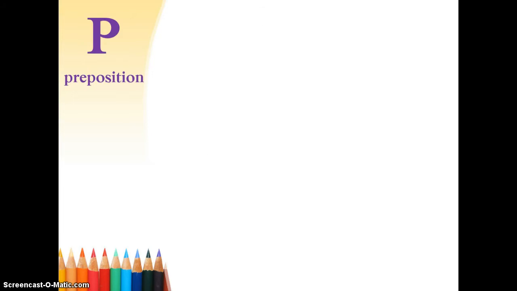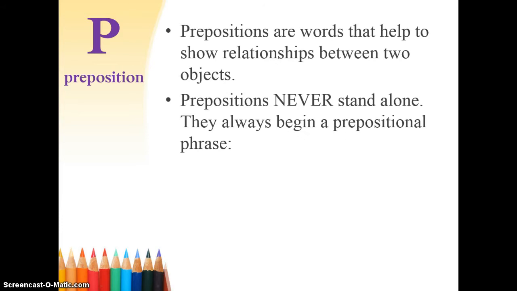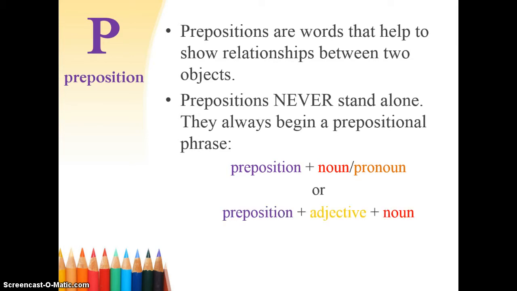The second P stands for preposition, which is represented by the color purple. Prepositions are words that help to show relationships between 2 objects. Prepositions will never, ever stand alone. They will always begin a prepositional phrase. An example of a prepositional phrase might be a preposition plus a noun or a pronoun. Or you could have a preposition plus an adjective, or even 2 or 3 adjectives plus a noun.